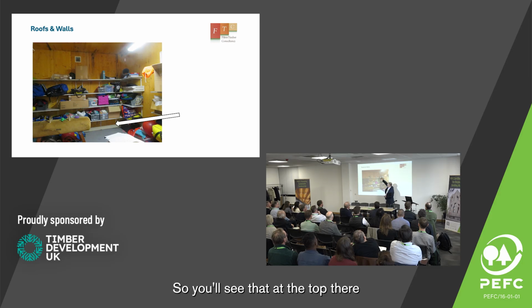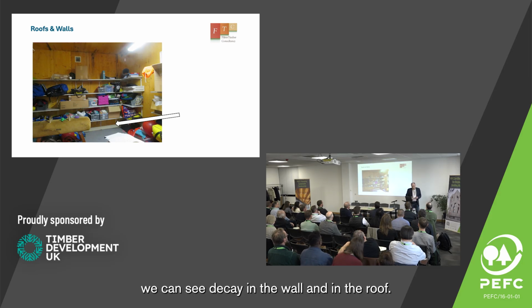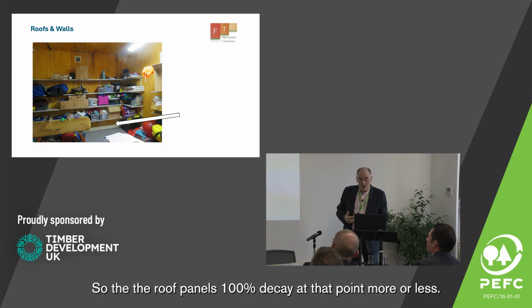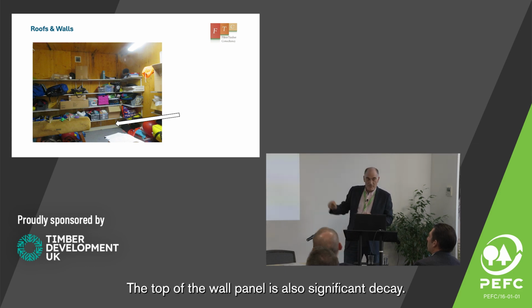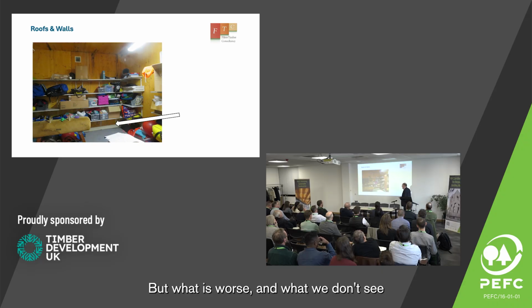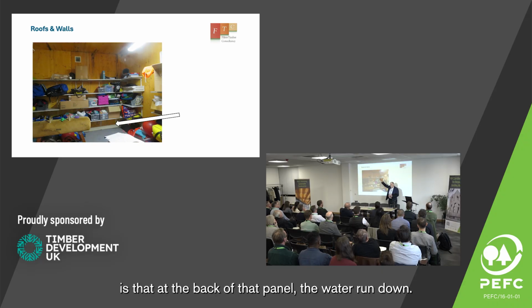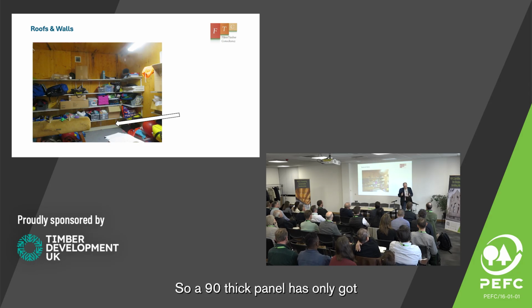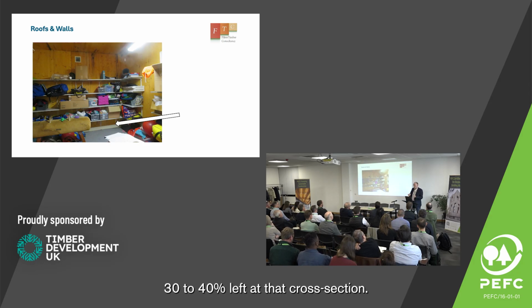So you'll see that at the top there, we can see decay in the wall and in the roof. Yeah? So the roof panel's 100% decay at that point, more or less. The top of the wall panel is also significant decay. But what is worse, and what we don't see, is that at the back of that panel, the water's run down. So a 90 thick panel has only got 30 to 40% left of that cross section.